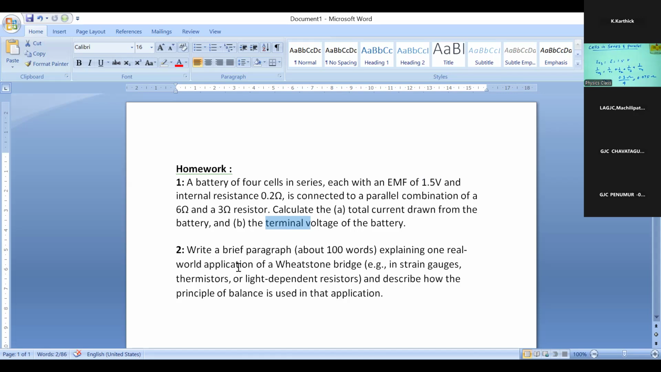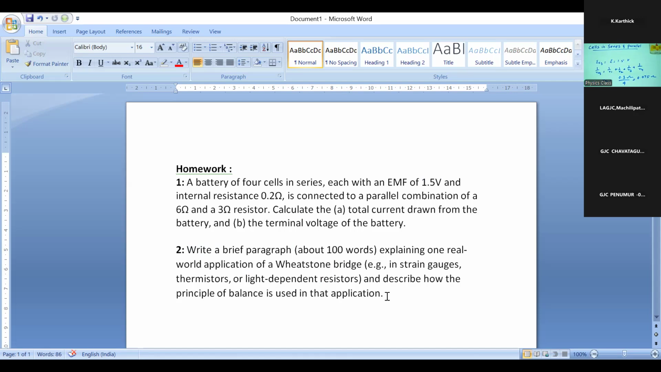Okay. Right. And the second one, write a brief paragraph of about 100 words explaining one real world application of Wheatstone bridge in strain gauges, thermistors, or light dependent resistors, and describe how the principle of balance is used in that application. Very important one. Okay, you can search on the internet about this question. You will get more and more important details. So that is a practical purpose.